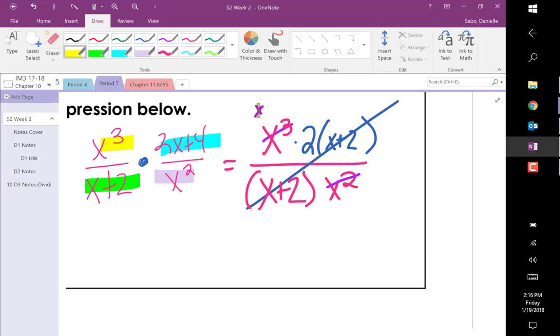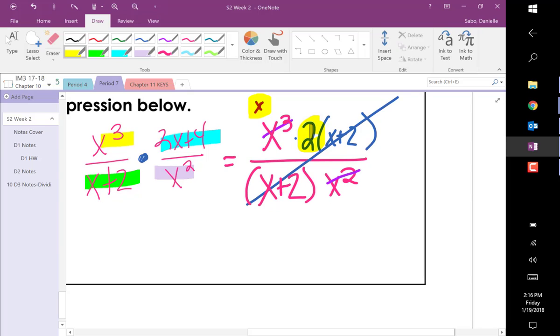I'm going to take my highlighter so you can see it. I'm left with x and 2. That's it. There's nothing else left. Everything else is canceled. So I'm left with 2x.